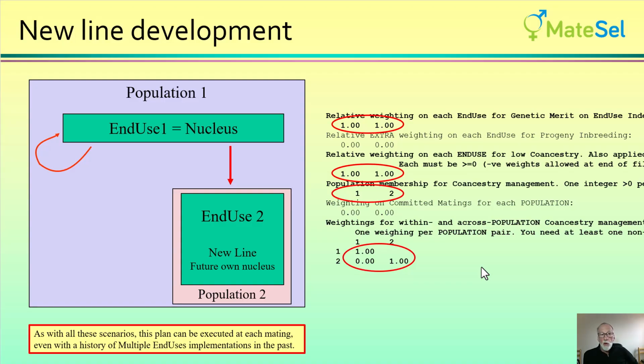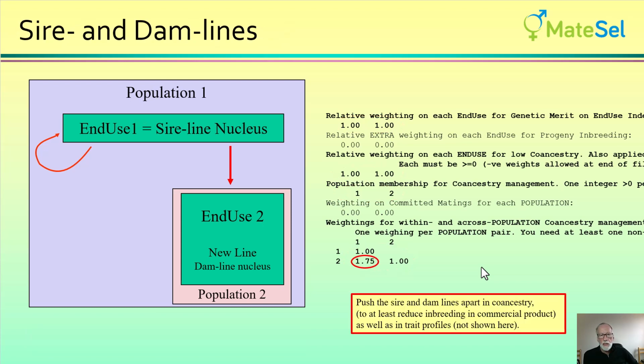We only need to make a small modification to this example to show the special case of sire and dam lines. So end use 2 is now the dam line, and that's targeting a population where the animals are good in maternal characteristics and they're to be crossed with animals from population 1 which are good for sire characteristics such as carcass value. So we've already got those covered in new line development, but the difference here is that we're going to cross these populations in order to get commercial product.